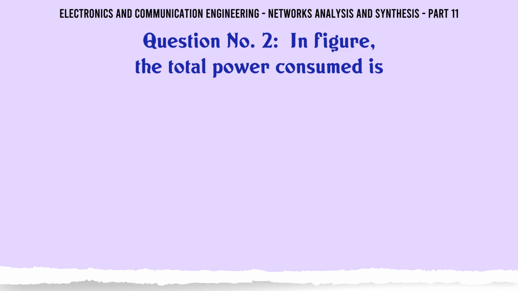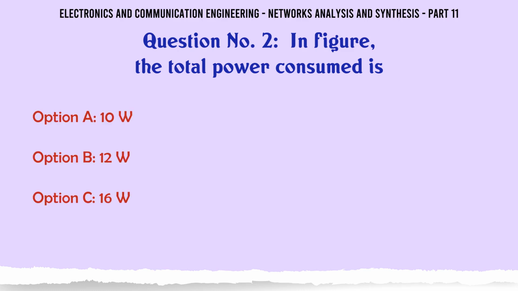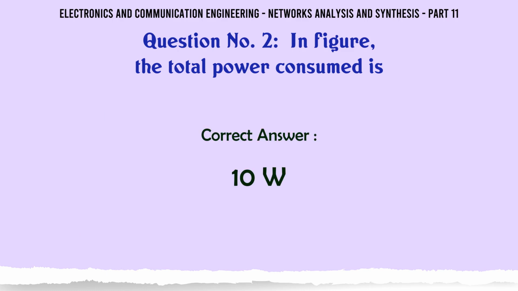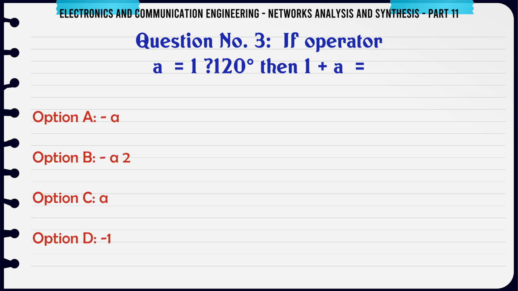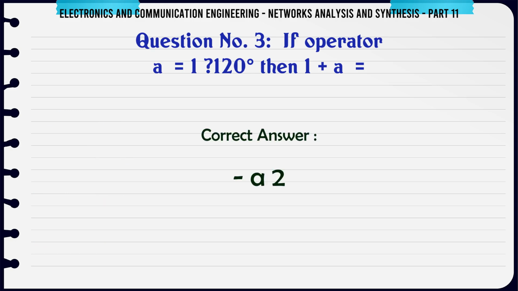In the figure, the total power consumed is A 10 watts, B 12 watts, C 16 watts, D 20 watts. The correct answer is 10 watts. If the operator is A 120, then the current is A 1 A, B 2 A, C A, D 1. The correct answer is A 2.